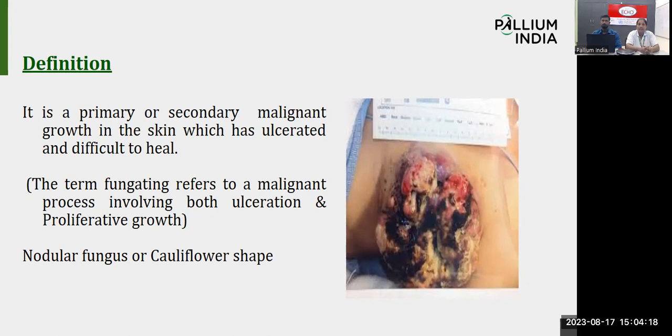And the term fungating refers to a malignant process involving both the ulceration and the proliferative growth. Okay, so in this, what is happening? The uncontrolled cell growth will be leading to the ulcer formation, and that ulcer formation will lead to extra proliferative growth. Because of that extra proliferative growth, it will look like a cauliflower shape or nodular fungus type, right? So I think your definition is clear. The normal wound can be healed, but the fungating wound is non-healing, and it is malignant growth in the skin leading to ulceration and difficult to heal. Okay.